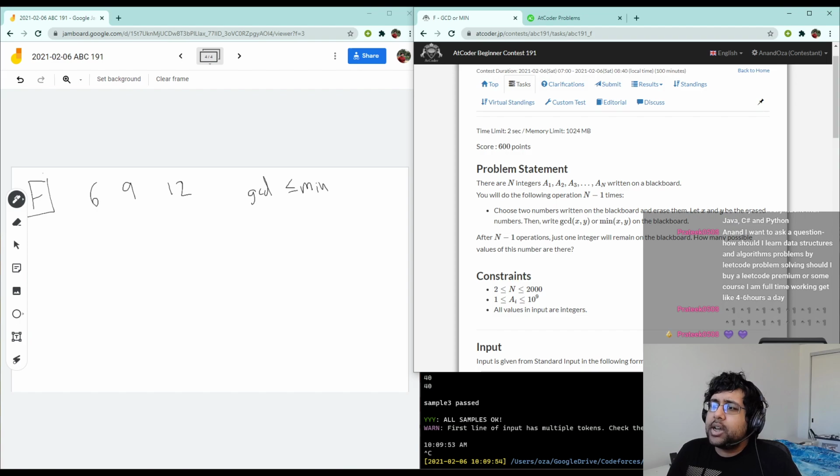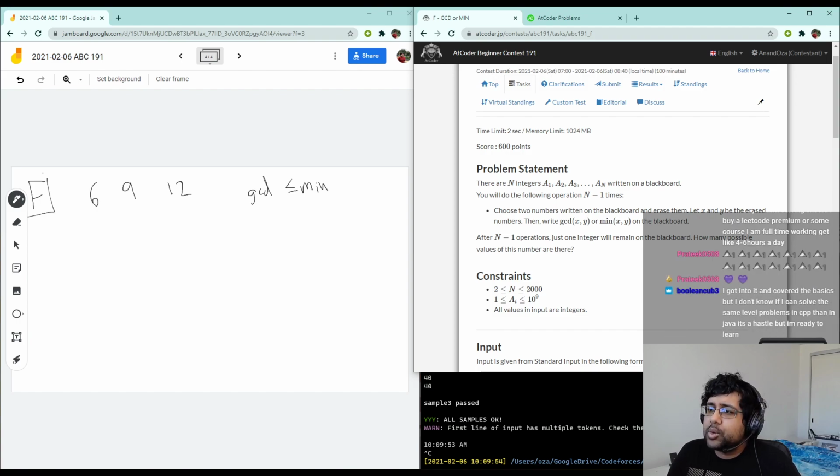Should I learn data structures and algorithms by LeetCode? Should I buy premium or some course?